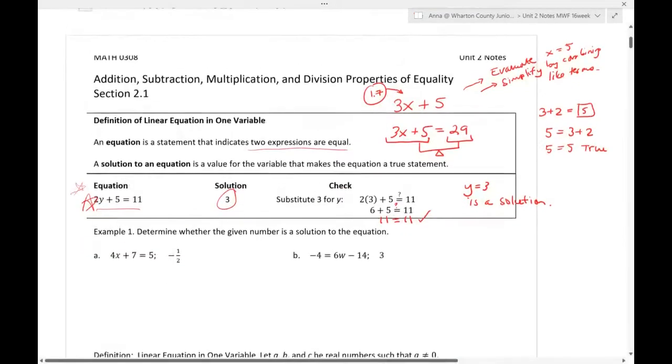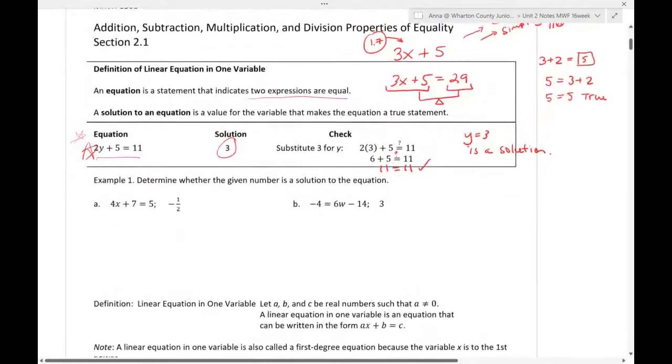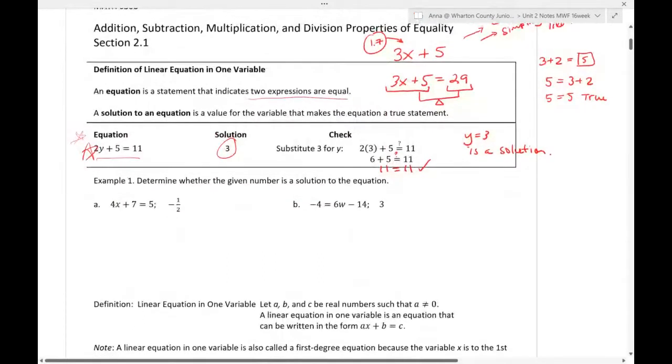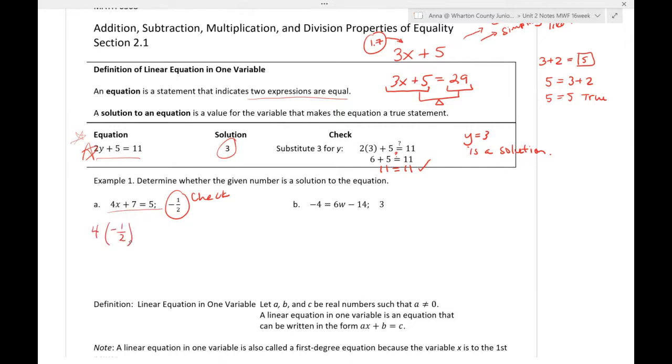So let's do an example. We're going to determine whether the given number is a solution to the equation. For A, the given equation is 4x plus 7 equals 5. We're checking if negative 1/2 is a solution. So we take our equation and we replace the variable with our possible solution.